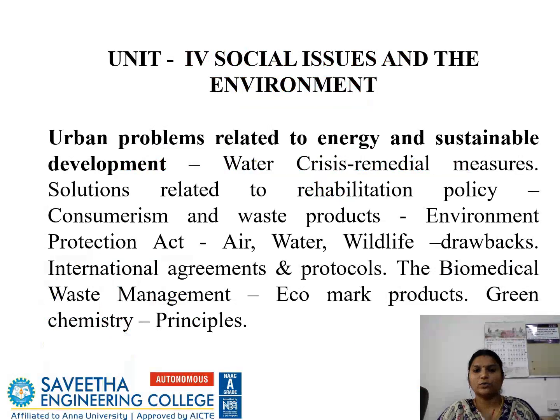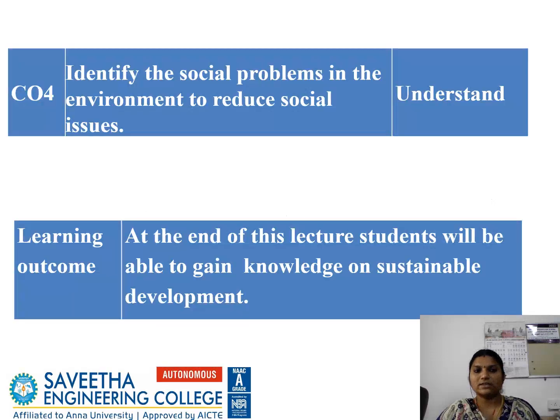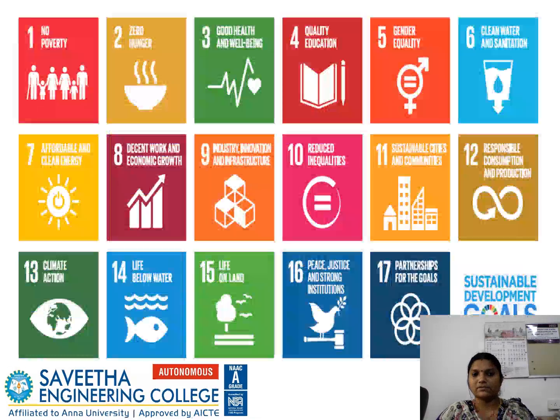Now we are in Unit 4, Social Issues and the Environment. Unit 4 deals with urban problems related to energy and sustainable development, water crisis and its remedial measures, resettlement and rehabilitation policies, consumerism and waste product, Environmental Protection Act, biomedical waste management and green chemistry principles. And now in this lecture, we will be discussing sustainable development.